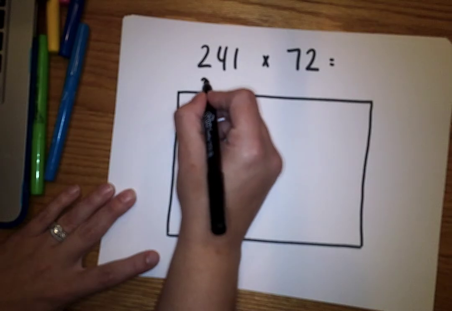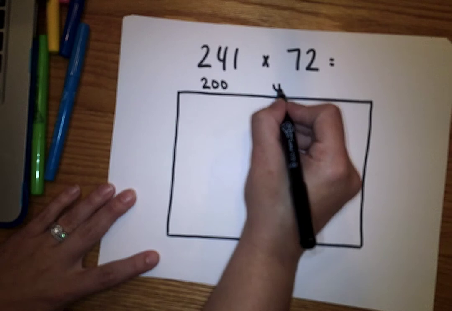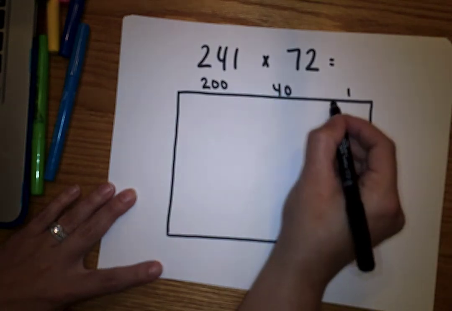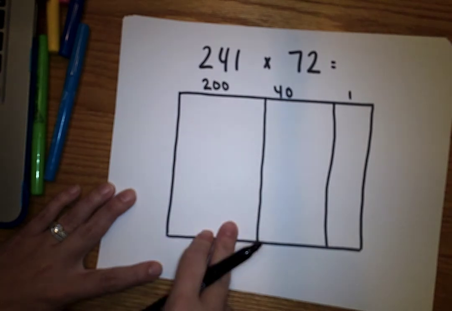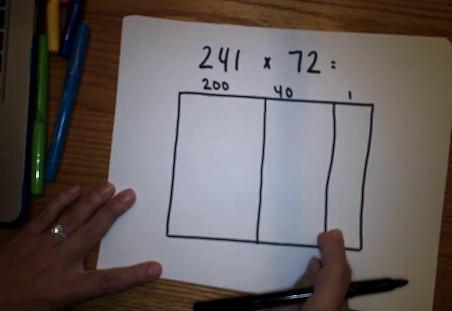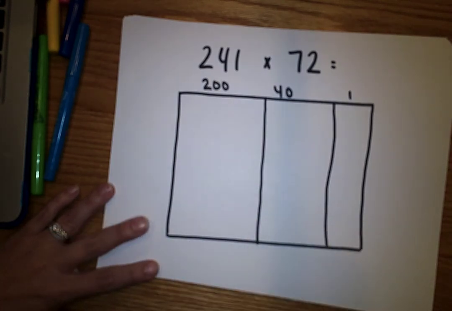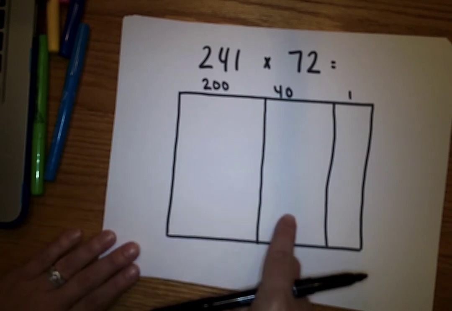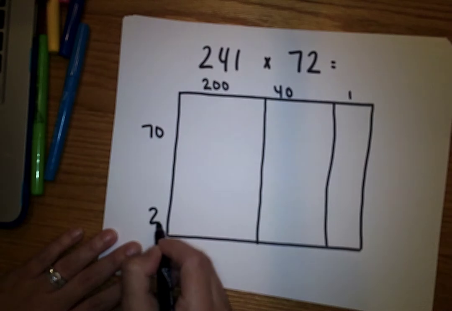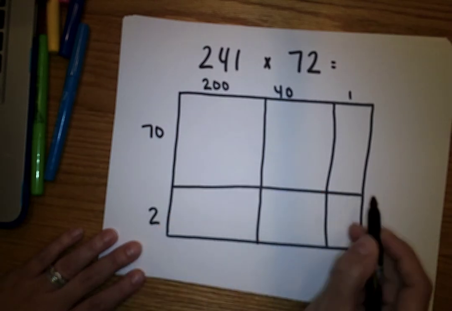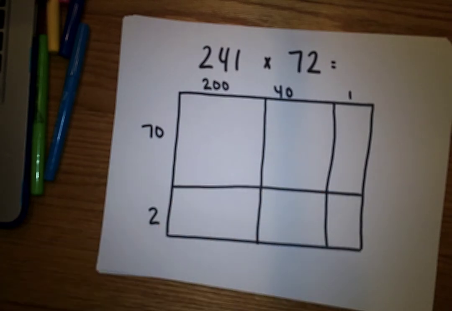We are multiplying just the place values. So I'm going to do 200, 40, and 1 across the top. And my 200 column is bigger than my 40, which is bigger than my 1, because I want to visually show that I know hundreds are bigger than tens that are bigger than ones. 72, same thing here. I'm going to show that my ones are smaller than my tens. So now I'm going to multiply.